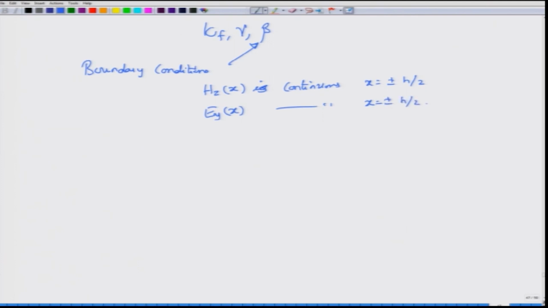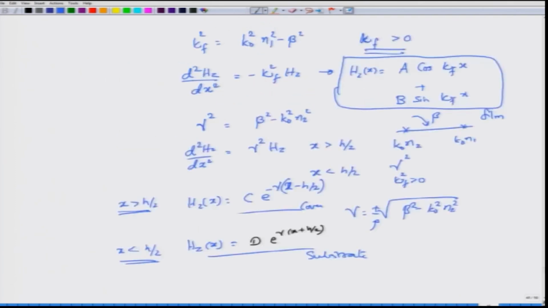So, what would be Ey of x now? Ey of x outside would be an equation which would be decaying, and then within the film it would be sinusoidal. I know that Ey is related to dHz by dx, that is, it is related to the derivative of that.